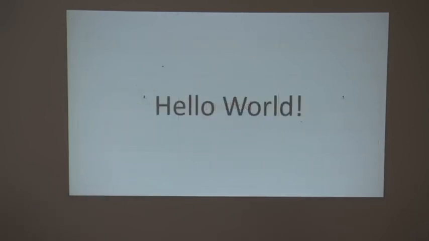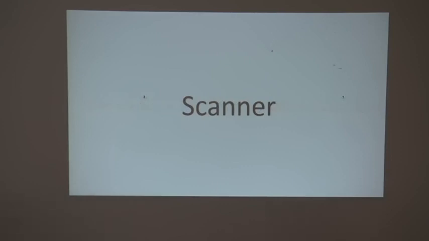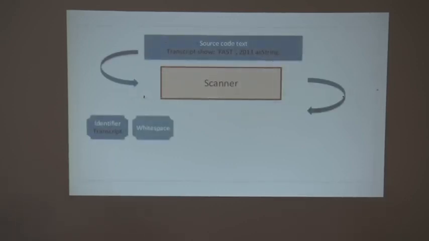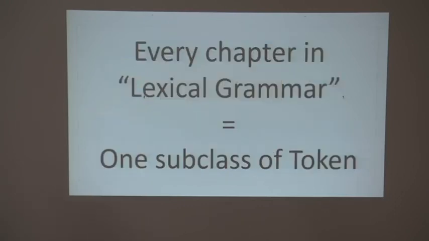As with everything else, we need a hello world. It will be Transcript show: 'Fast 2013'. The first thing to do is write a scanner. You need to transform this piece of text into something useful. The scanner takes the text and outputs some tokens. The important part here is that the tokens have different types, and the other important part is that the token has an indication of where in the source code it came from. This is useful when you get problems later, when something has gone wrong, so you can find out what went wrong.